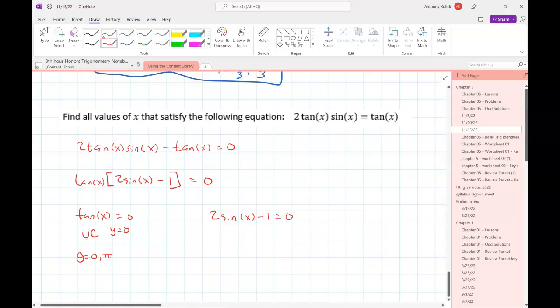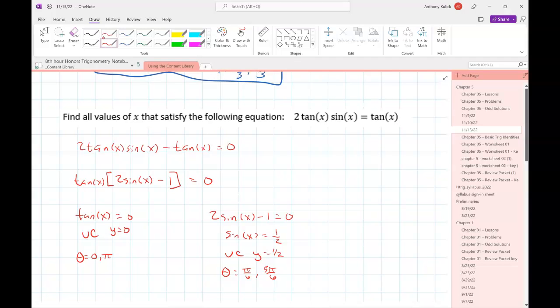And then over here, I get sine x equals 1/2. So I'm going to go to the unit circle and look for where the y coordinate is 1/2. Where does that happen at? Pi over 6 and 5 pi over 6. I thought we beat that to death in the first set of examples where we got these answers over and over again.